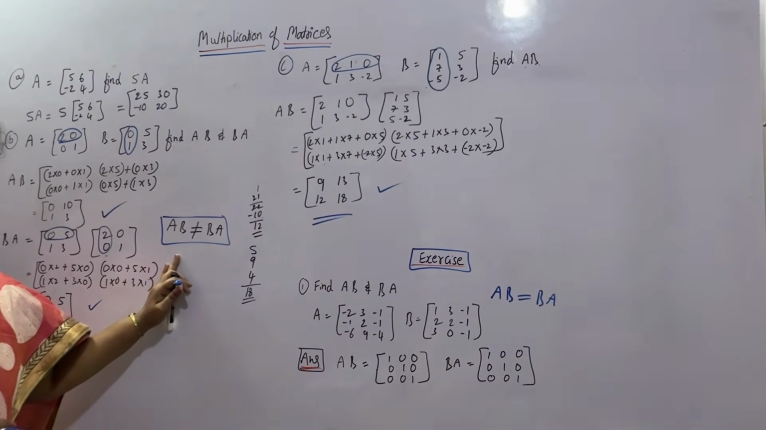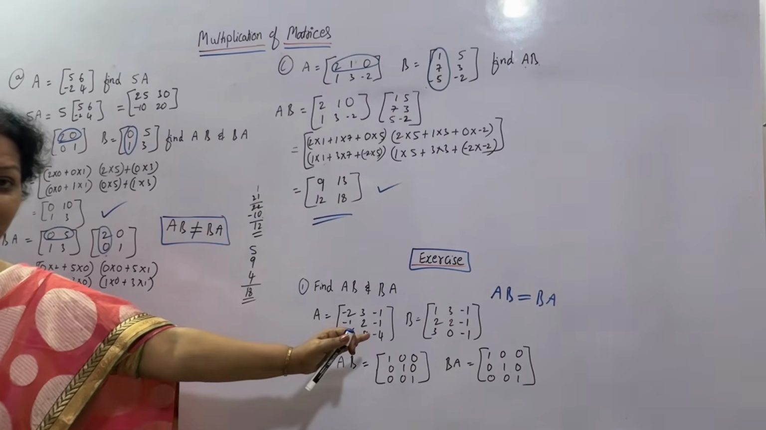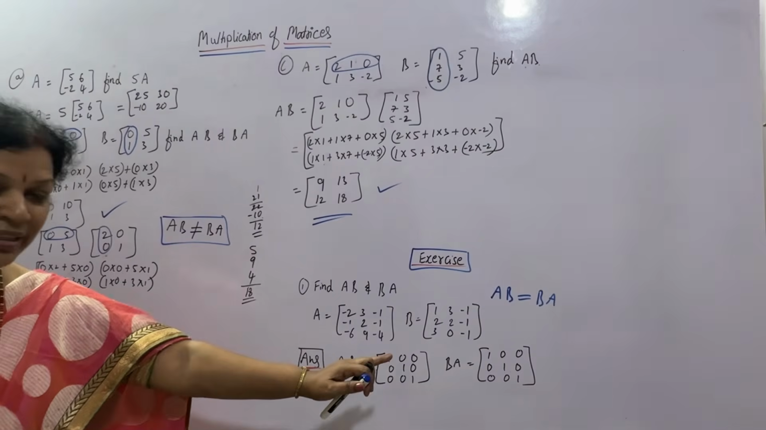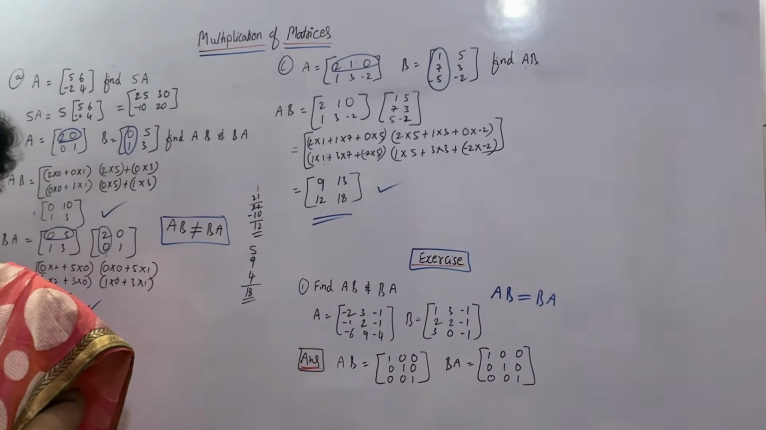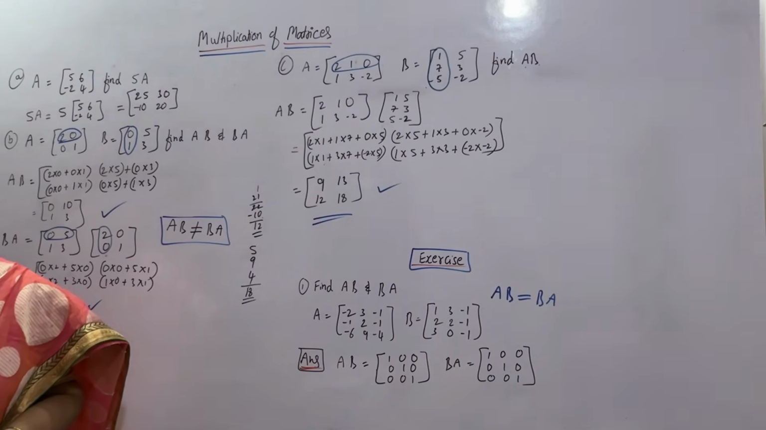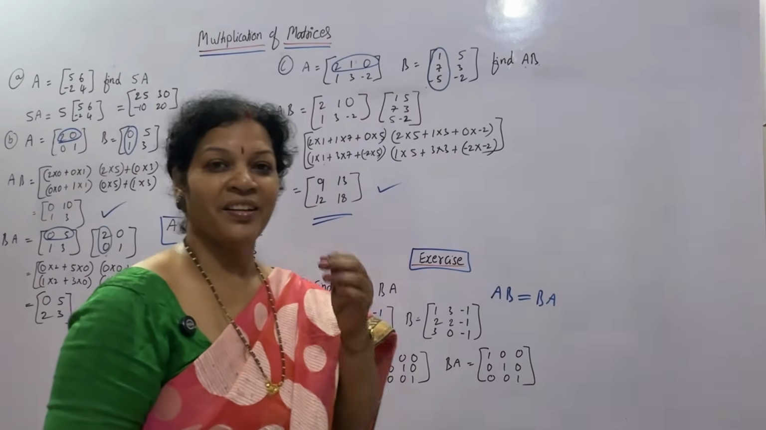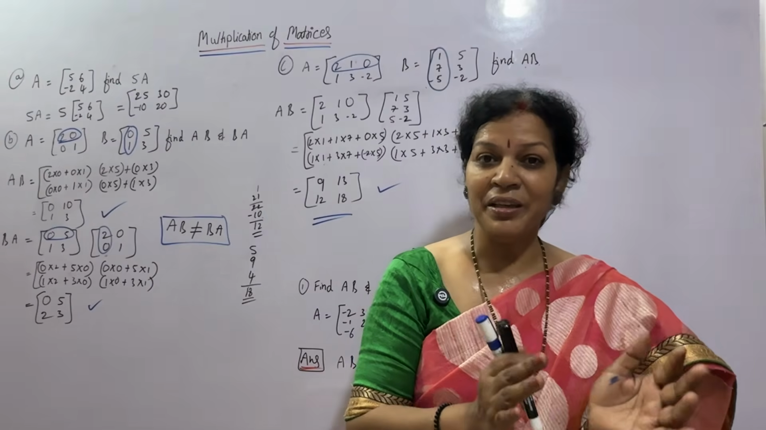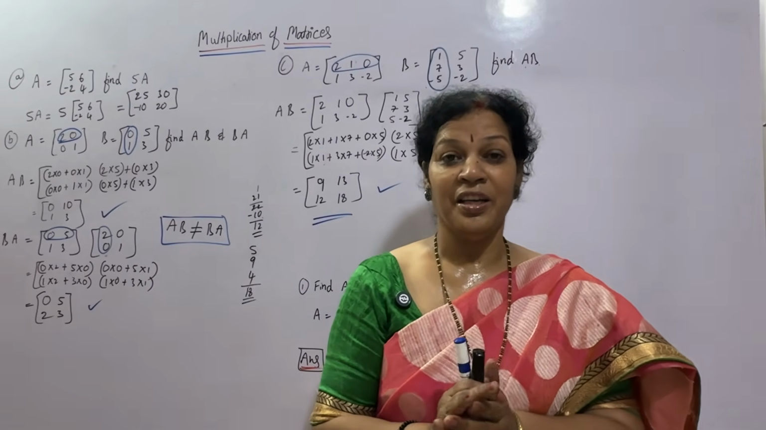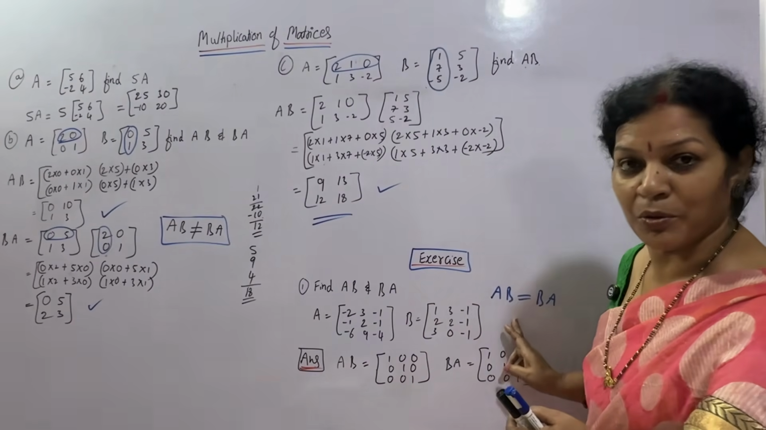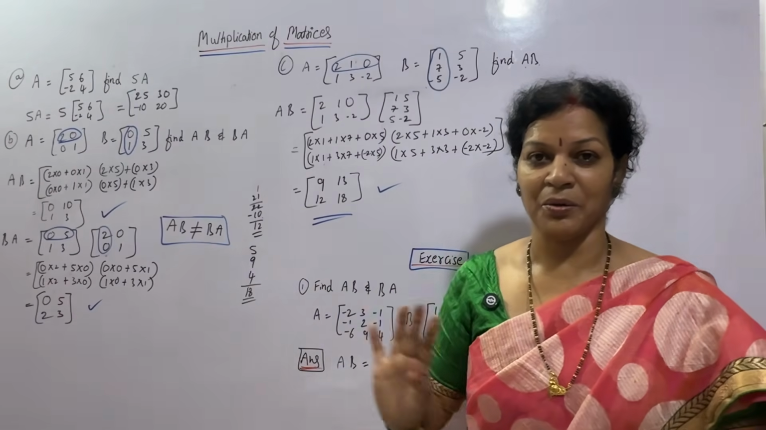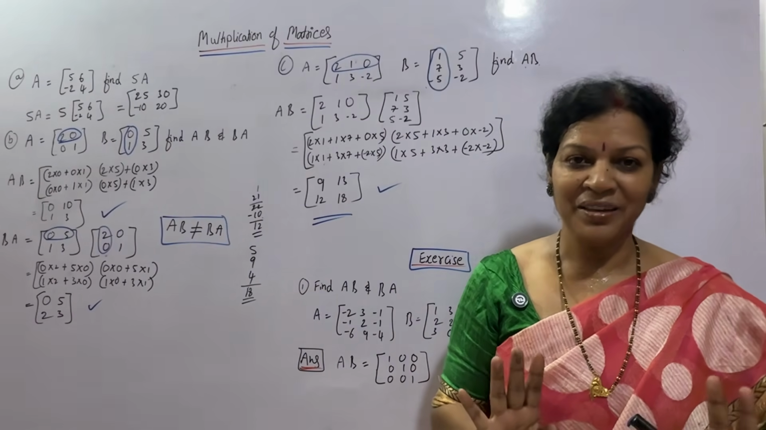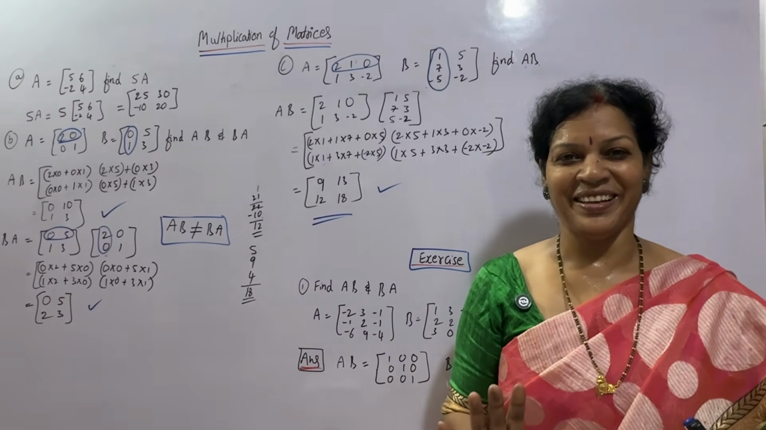Here it was not like that. Both are not equal. But when you work out this problem, you will get these answers, meaning AB is equivalent to BA. I told you in the beginning only. So AB and BA may be equal or may not be equal. If it is equal, we'll say equal to. If it is not equal, not equal. Doesn't matter, but both are acceptable.